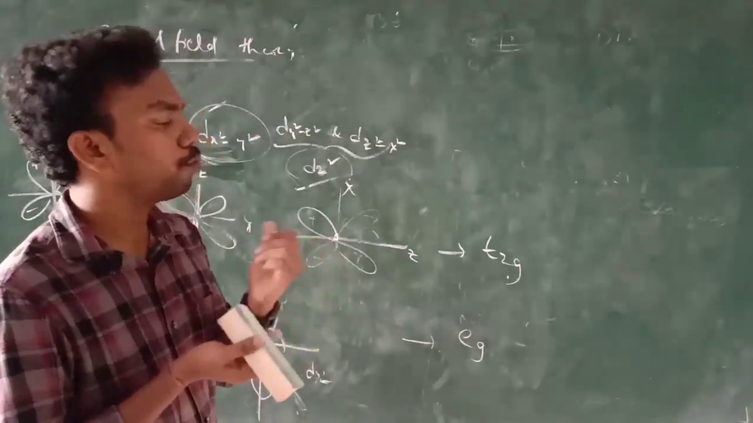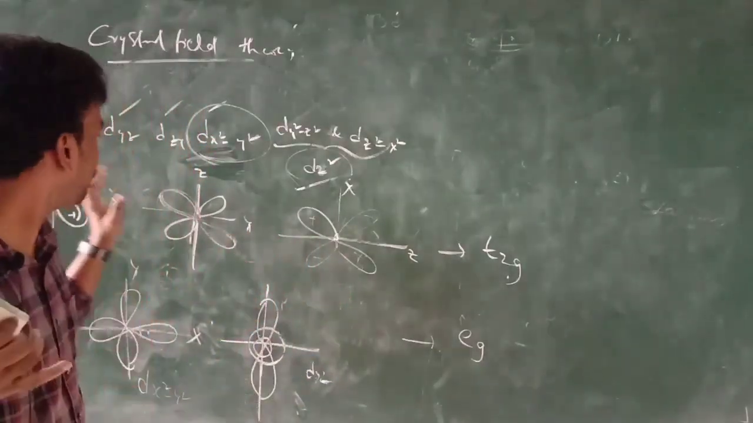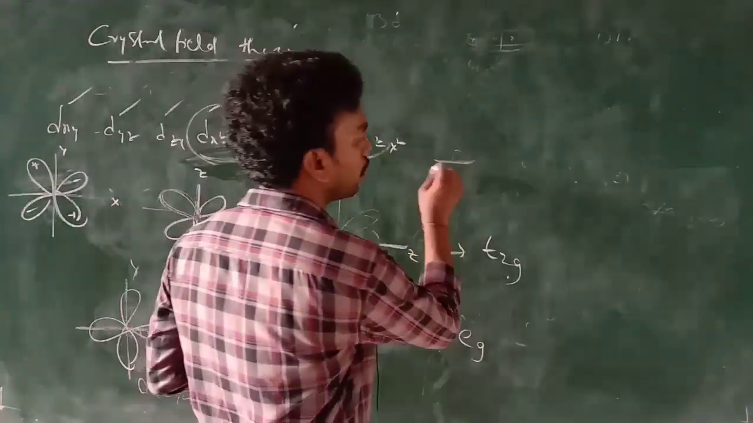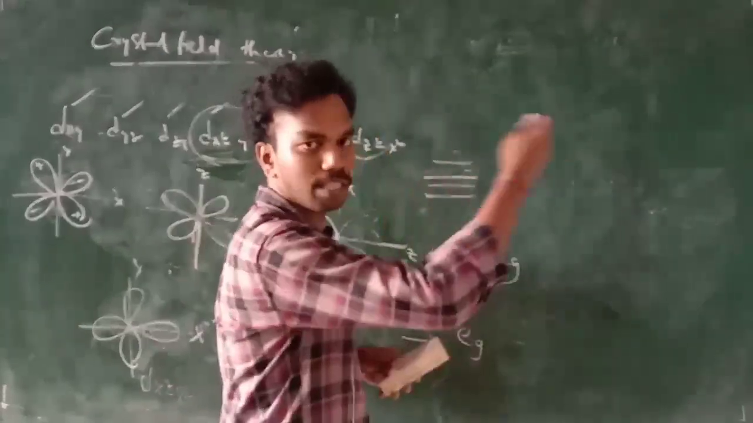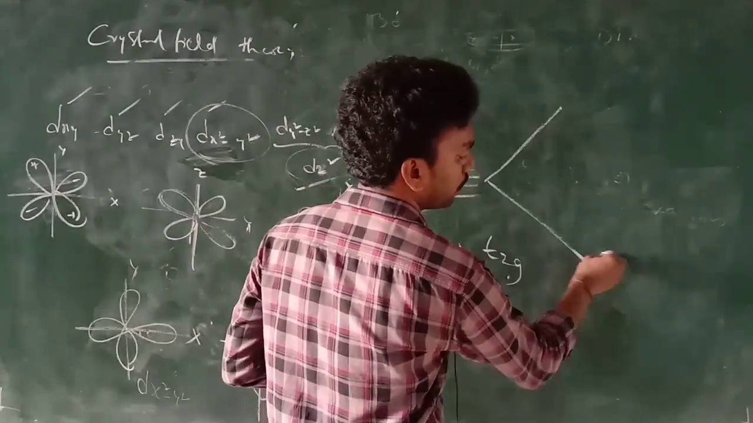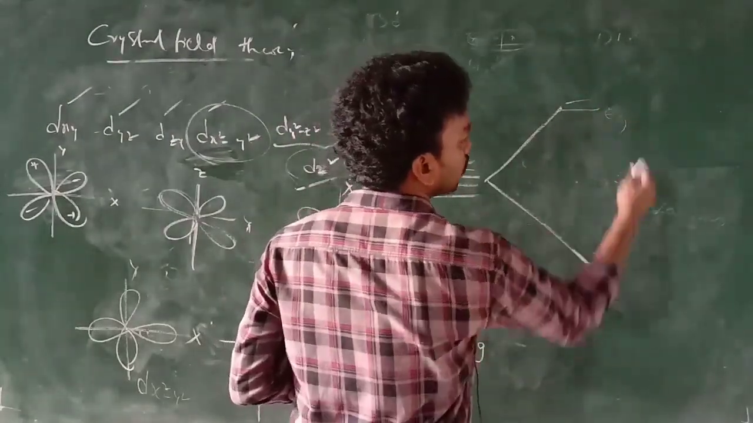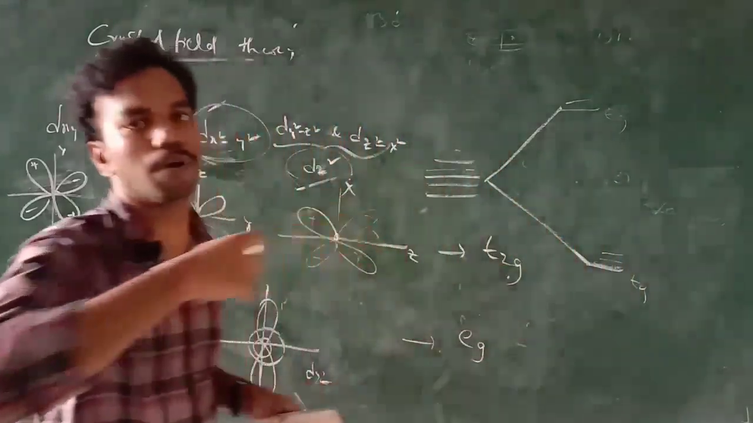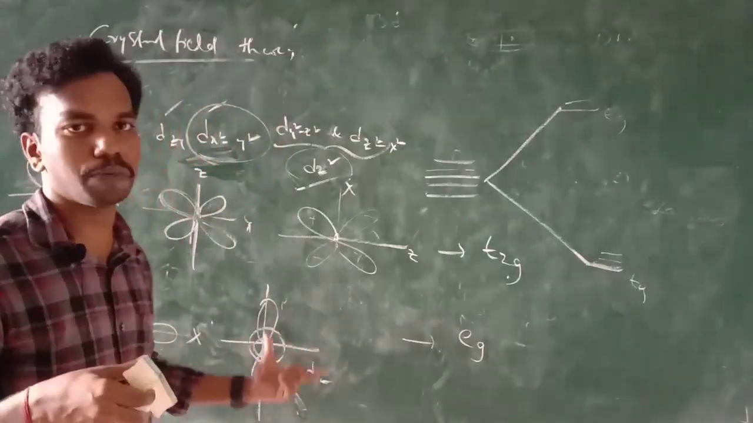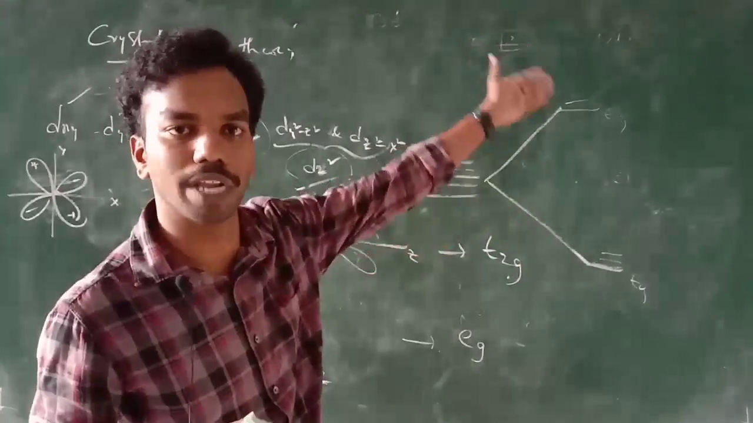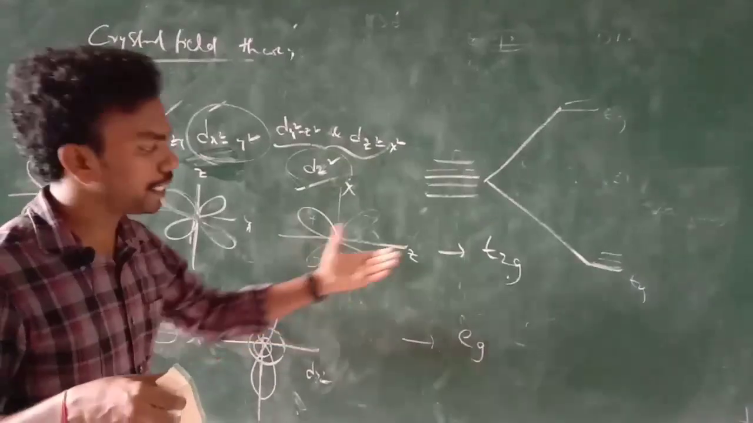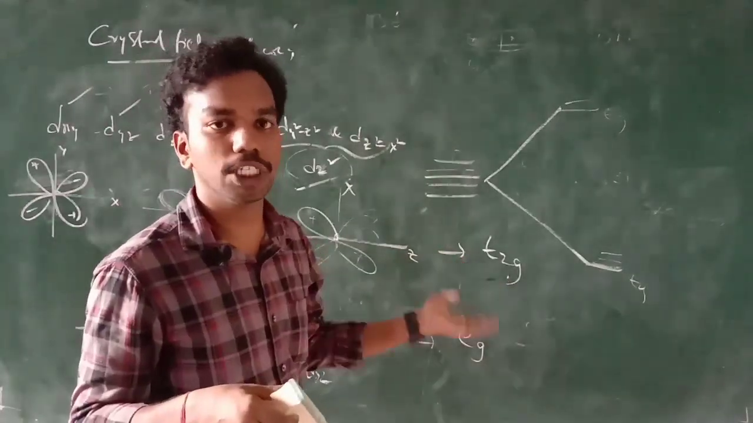So all these five d orbitals, initially five degenerate orbitals, under the influence of ligands split into two sets: T2g and Eg. Which one is higher in energy depends upon the ligands' approach. If the ligands approach along the axes, the Eg orbitals experience more repulsions, so Eg has higher energy. If the ligands approach in between the axes, the T2g orbitals experience more repulsions.